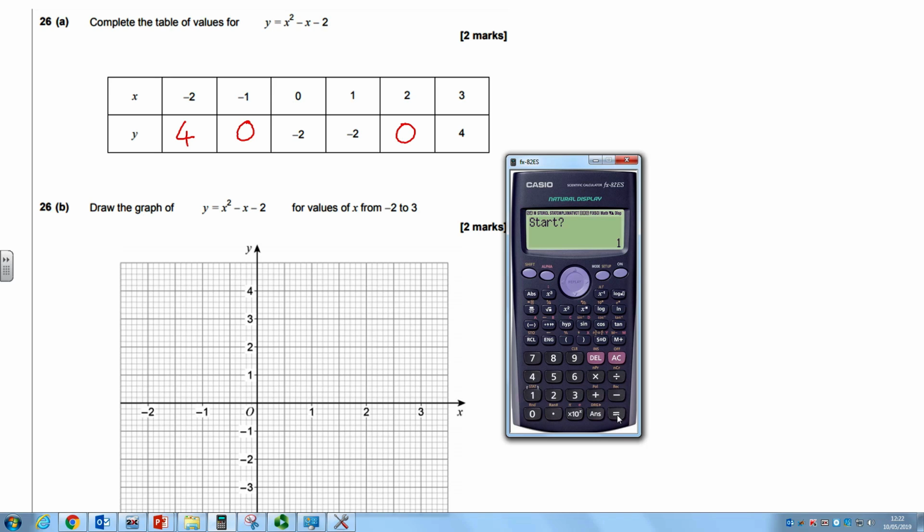So I look at my table, and I can put minus 2 in there for the start value. It asks what x value do you want me to finish on? And I can see the last x value I want is 3. It asks what do you want me to go up in? Those values are going up in 1s, so I select 1. It'll give me the table, and you should see minus 2 matches to 4, minus 1 matches to 0, 0 matches to minus 2, 1 matches to minus 2, 2 to 0, and 3 to 4. I can verify it because it agrees with the ones that are given to me. To get away from this, press mode, press 1, and you're back to normal.